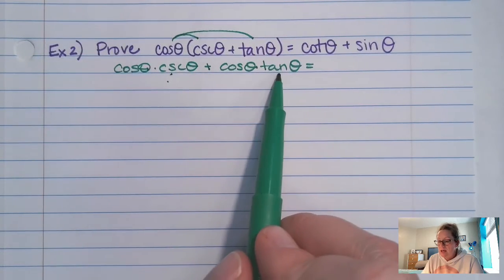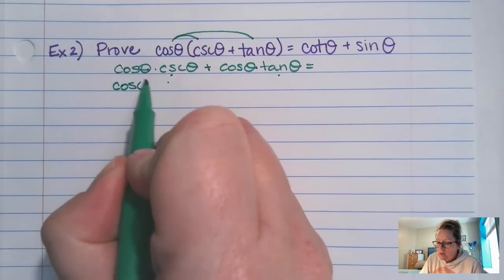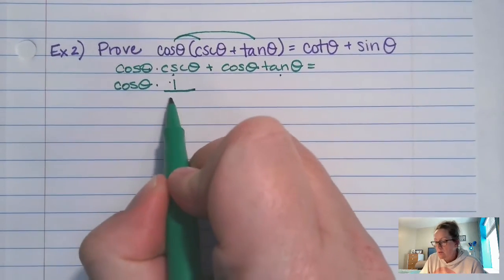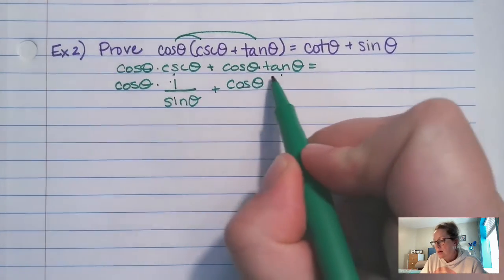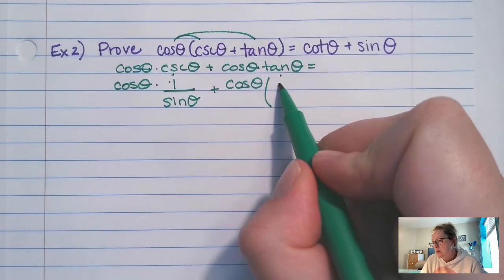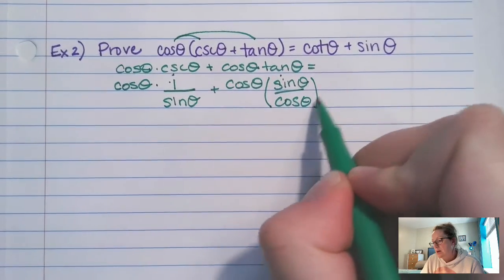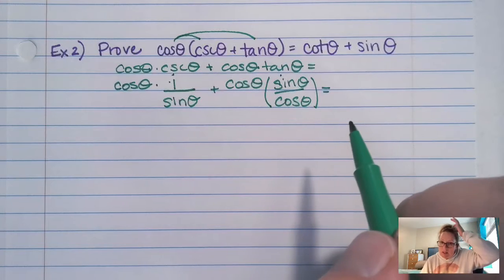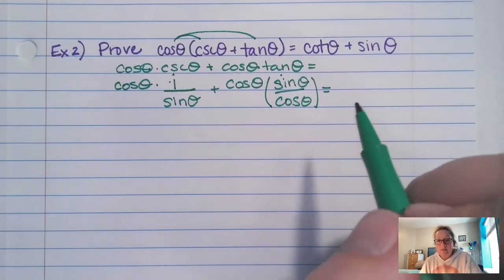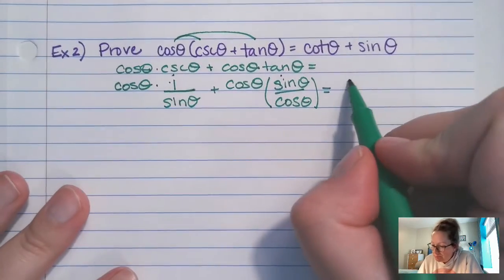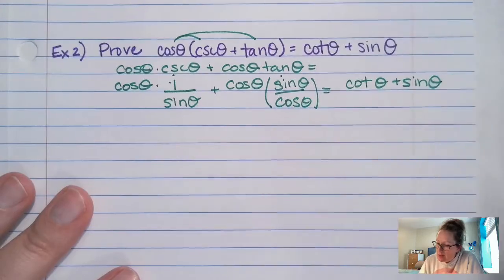Now let's change these guys that aren't sines and cosines into sines and cosines. So we have cos theta times, we're going to take that to be 1 over sine theta, plus cosine theta, and then tangent is sine theta over cosine theta. And you can have those trig identities that we had in the top of the notes. You guys can have these out with you. It's not expected that you memorize all these yet. And we want to get cotan theta plus sine theta.